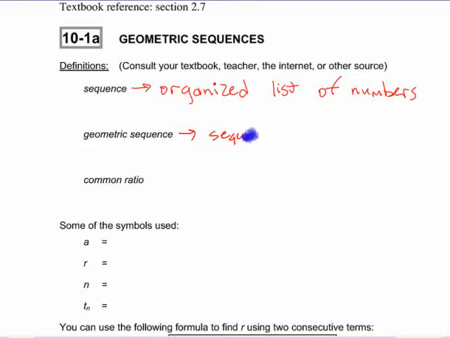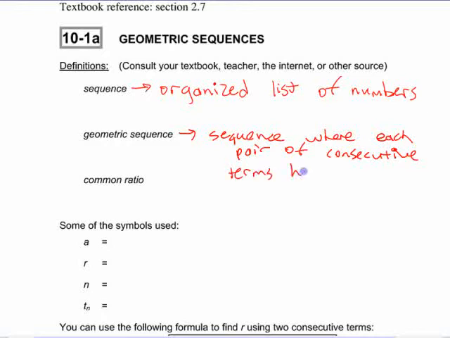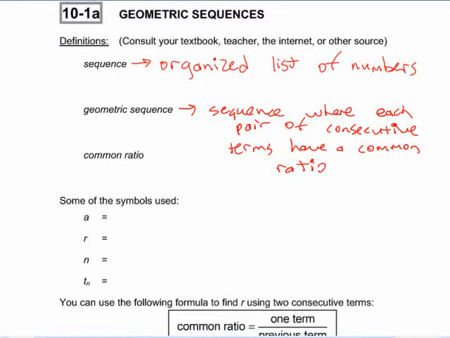Or the other way to say it would be a sequence where each pair of consecutive terms have a common ratio. In grade 10, each pair of terms, when you did arithmetic sequences, had a common difference. Let's put some numbers down here. So the one that we just had there, 1, 2, 4, 8, 16, 32.